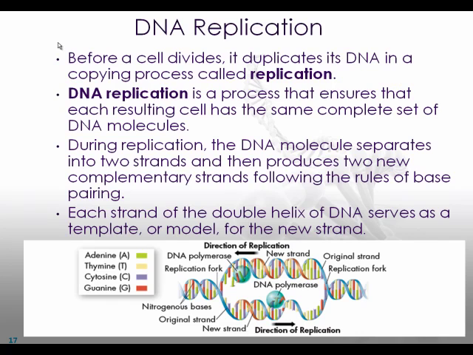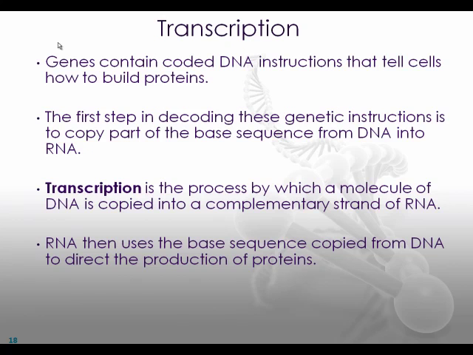DNA replicates itself. DNA replication is the process that ensures that each resulting cell has the same complete set of DNA molecules. During replication, the DNA molecule separates into two strands and then produces two new complementary strands following the rules of base pairing. An example is listed below.